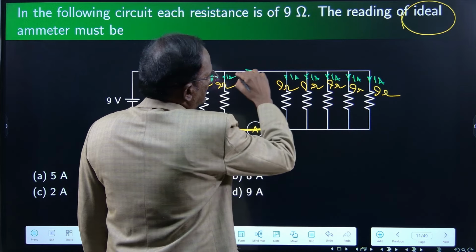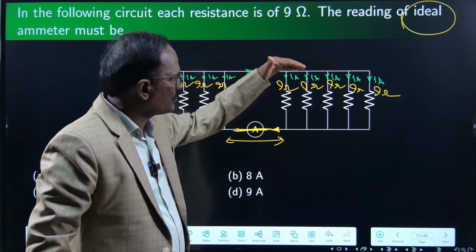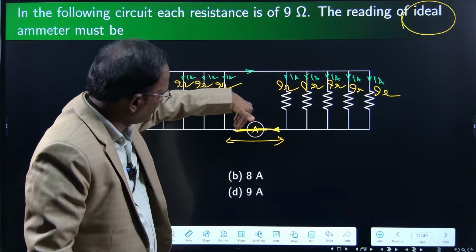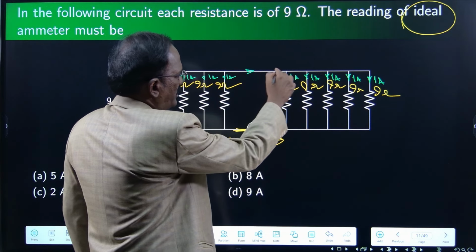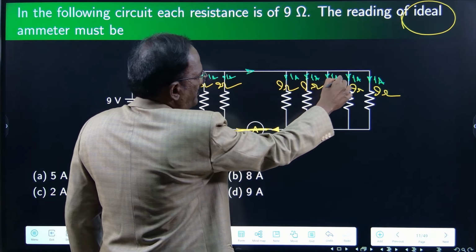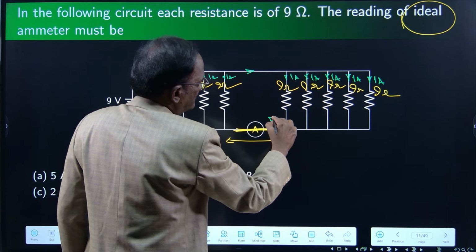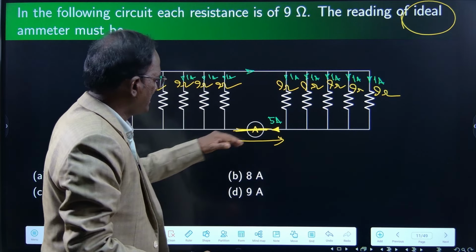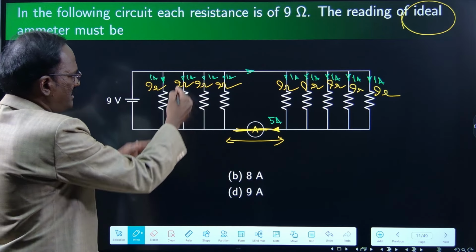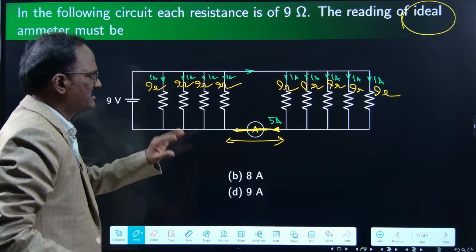Then this current is flowing through all the resistors and returning back here. 1 ampere, 1 ampere, 1 ampere, 1 ampere, 1 ampere. All of them are added here, 5 amperes. Then they are returning here, 5 amperes. Then this will be 4 amperes, right? It is not in question.